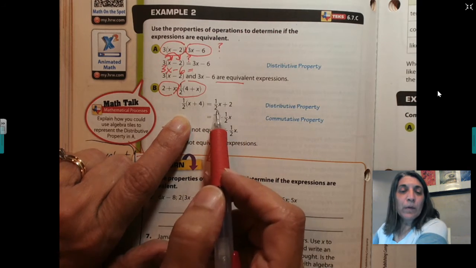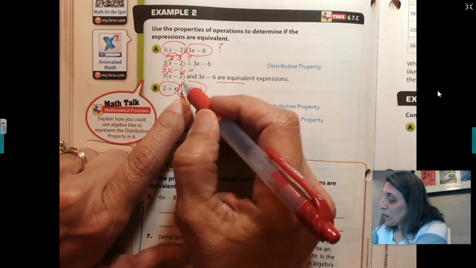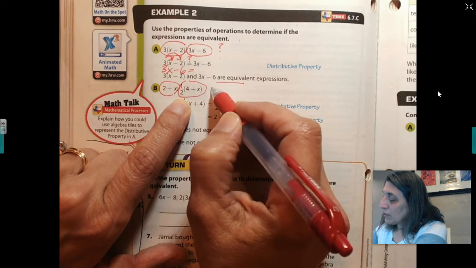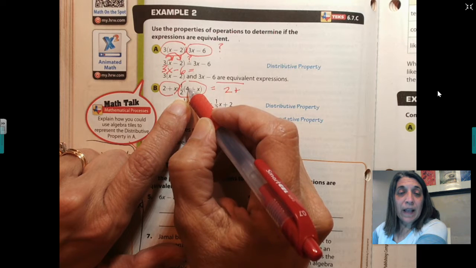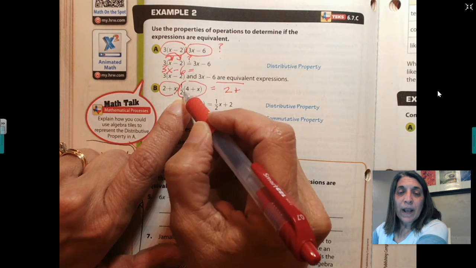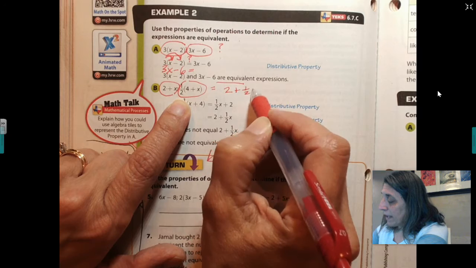I don't like the way they wrote this. I'm going to write it out to the side. When I multiply 1/2 times 4, I get 2. Okay, plus 1/2 times 4 is 2, right? Because half of 4 is 2. Plus 1/2 times x gives me 1/2 x.